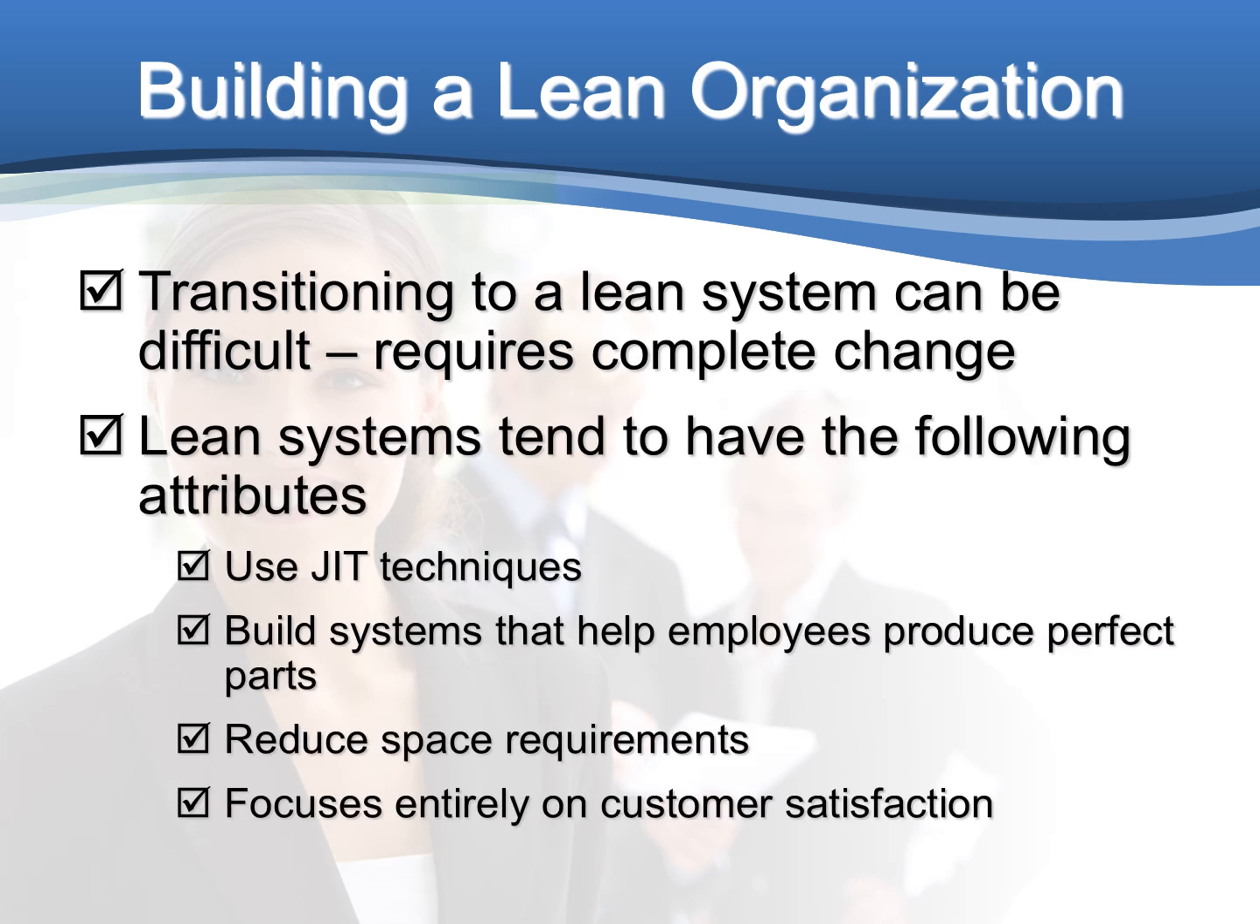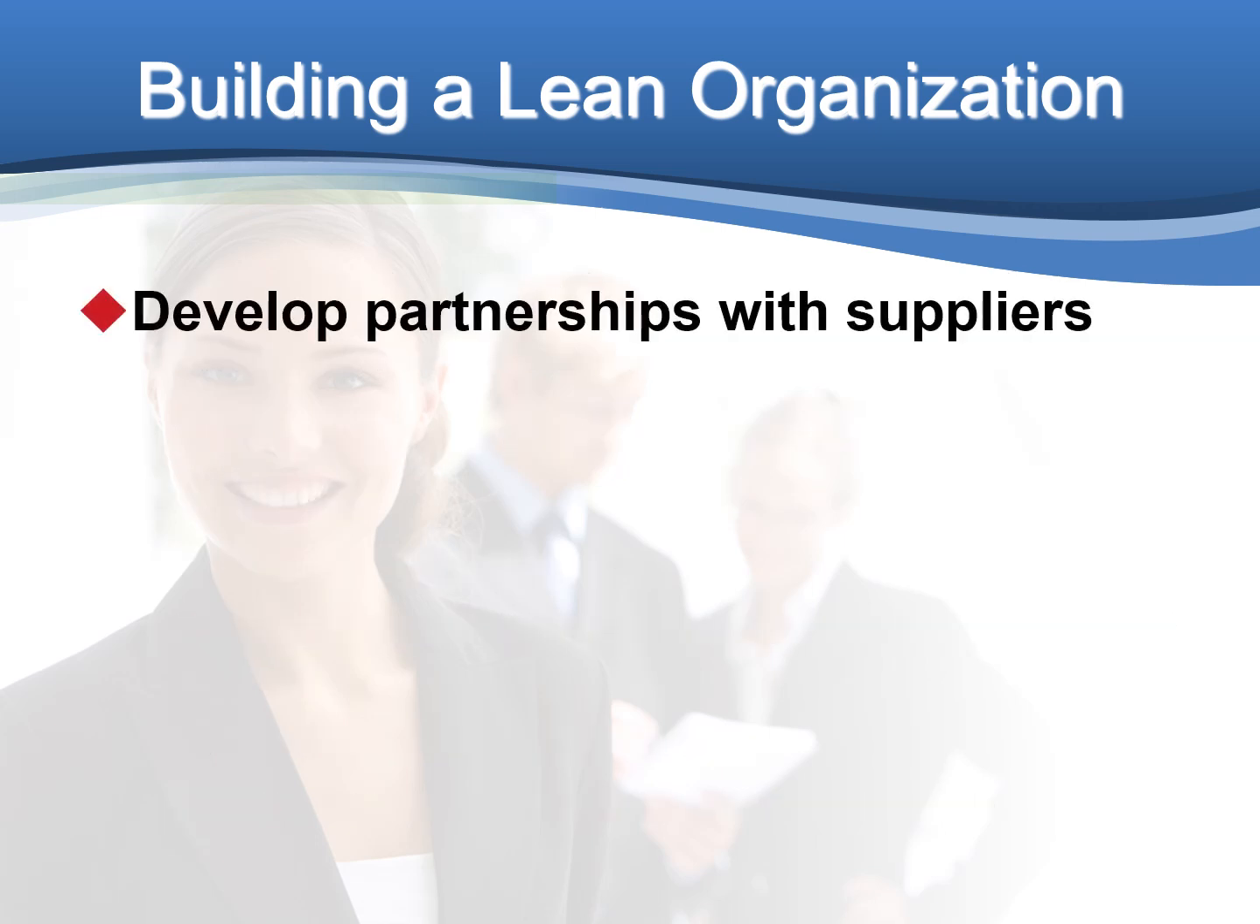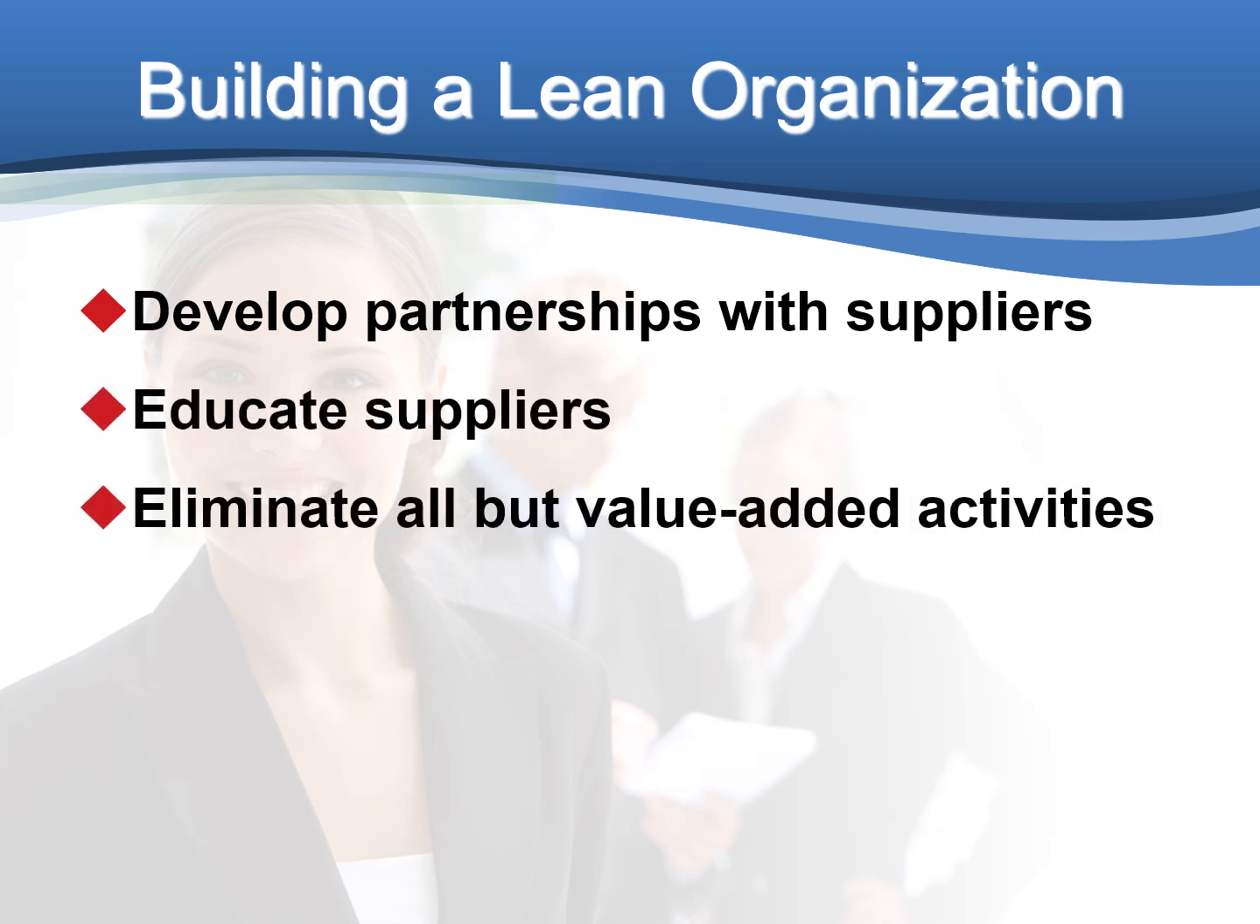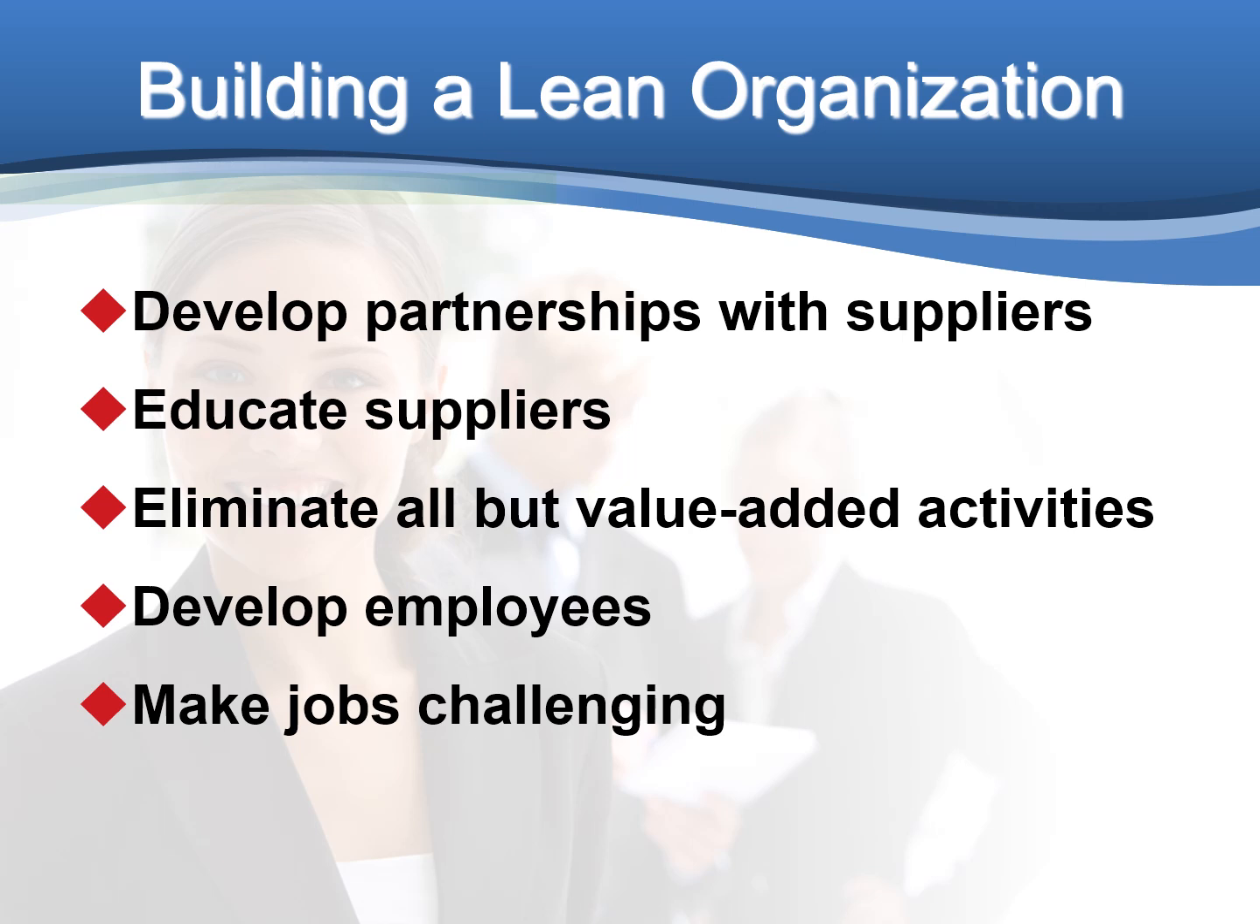Lean systems tend to have the following attributes. They use just-in-time techniques. They build systems that help employees produce perfect parts every time with no defects. It reduces your space requirements, and it focuses entirely on satisfying the customer. You want to develop partnerships with your suppliers. Educate your suppliers. Eliminate all the activities that are not value added. Develop your employees. Train them. Make them empowered. Make jobs challenging. Build worker flexibility.